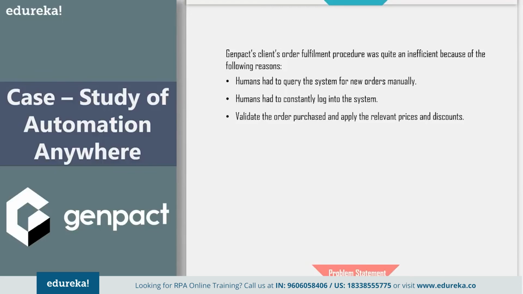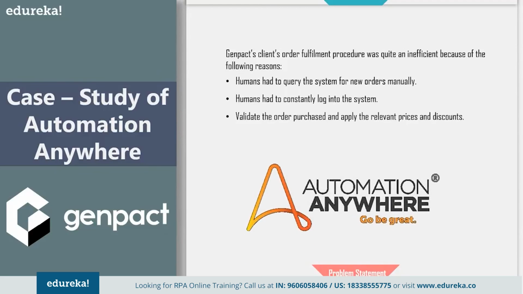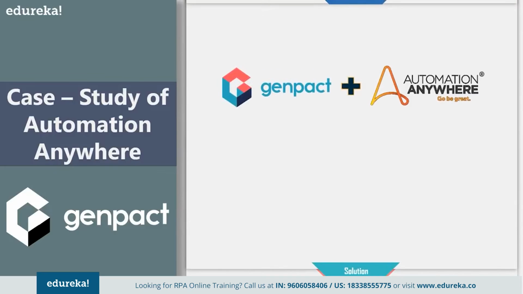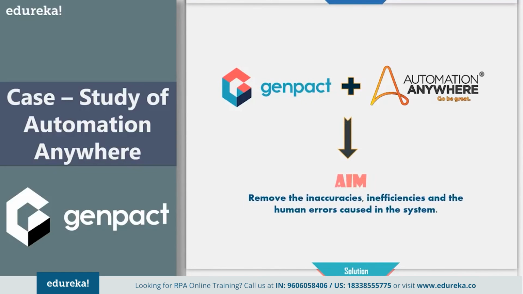Now, to benefit their business, Genpact decided on automating their processes. Obviously, the solution was Automation Anywhere. So, Automation Anywhere and Genpact decided to re-engineer the process by using smart enterprise processes. Their aim was to remove the inaccuracies, inefficiencies, and human errors in the system. So, the execution team decided to integrate the legacy systems with Automation Anywhere and make sure that humans have an eye on the entire process being executed, right?